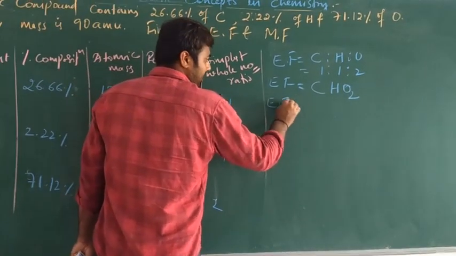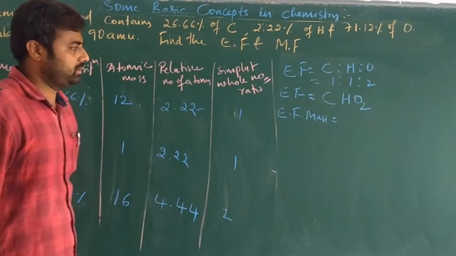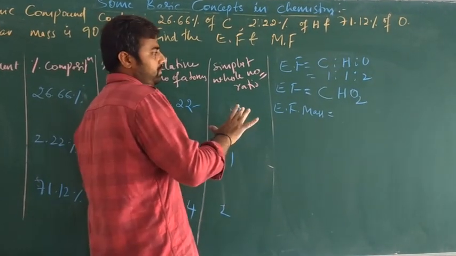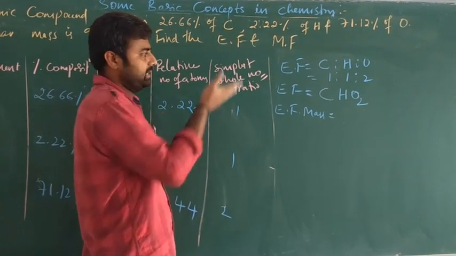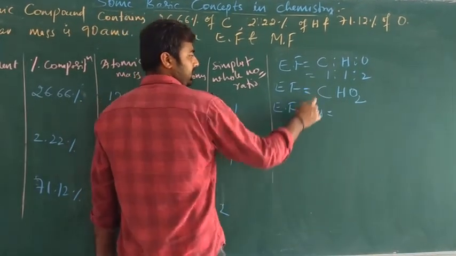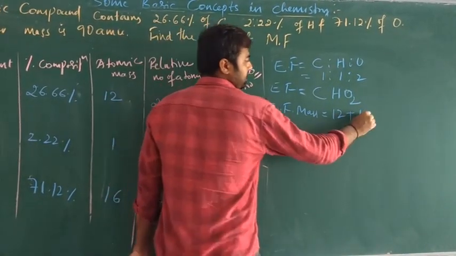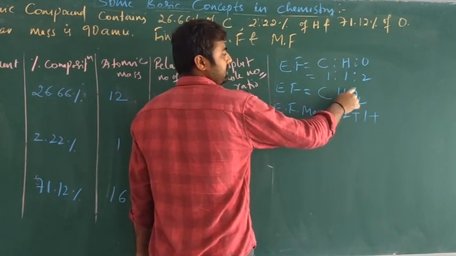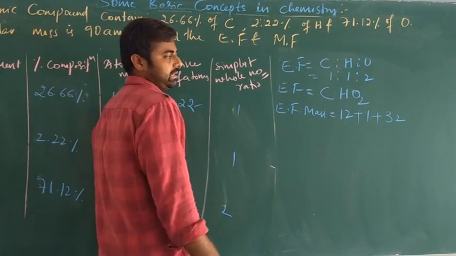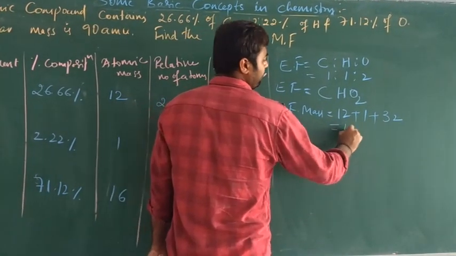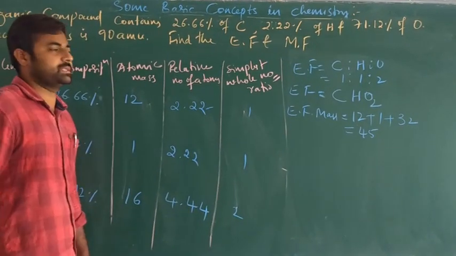What is the empirical formula mass? Of course, you have to add all the atomic masses of all the elements present in that empirical formula. There is carbon, atomic mass 12, plus hydrogen 1, plus 2 oxygen, 16 into 2, that is 32. 32 plus 1 is 33, 33 plus 12 is 45. 45 amu is the empirical formula mass.